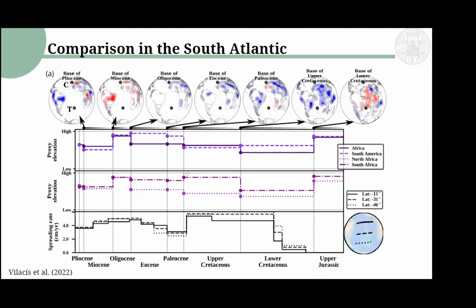If we look now at the spreading rate variation, the model that I showed you before tells you that if there's a pulse of vertical motion, this has to create a lot of shear stress, which will result in a change in the spreading rates. And we actually see that here: in the Upper Jurassic, when we see a high pulse of elevation, shortly after, the rifting starts in the Lower Cretaceous. And we can also see it in the Paleocene, Eocene, and Oligocene, where we have a high proxy elevation that coincides with the speed up of the spreading rate in the South Atlantic.